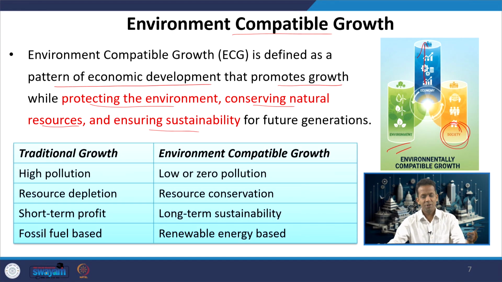If you look at traditional versus environment compatible growth, what is the difference? Traditional growth may lead to high pollution, resource depletion, short term profits, and they are mostly fossil fuel based. Whereas environment compatible growth will emphasize low, reduced or zero pollution, the conservation of resources and not the depletion of resources, long term sustainability and not short term profit, renewable energy based instead of fossil fuel based, because these are the ones which come from nature directly. So, that is the definition of environment compatible growth, and these are some features.